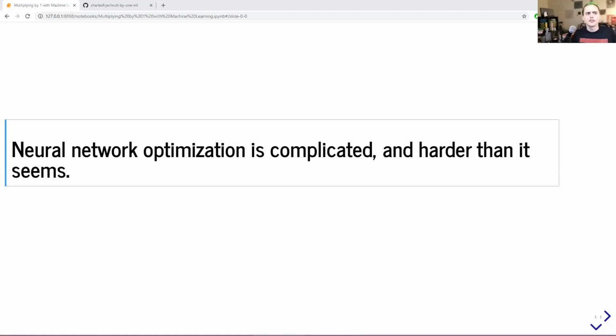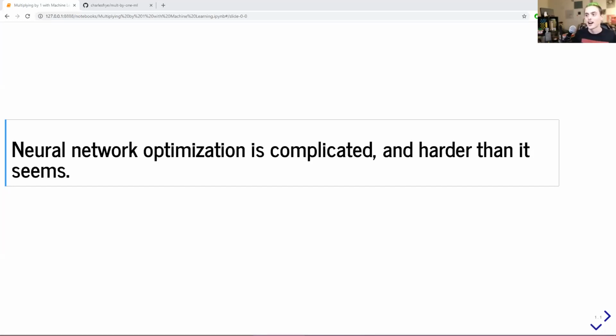What I wanted to talk about today is one of my favorite test problems, one of my favorite basic, simple examples that I have in my head when I'm thinking about neural network optimization and neural networks in general. So the motivating idea here is that neural network optimization is really complicated.